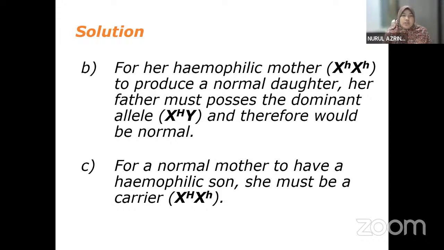So you can see solution for B and for C. Untuk B, for her hemophilic mother to produce a normal daughter, her father must possess dominant allele X capital H, Y, and therefore anak dia normal. For a normal mother to have hemophilic son, she must be a carrier. So that's why mak dia X capital H, X small h, so that anak lelaki dia boleh jadi hemophilia, because he gets this small h from his mother.